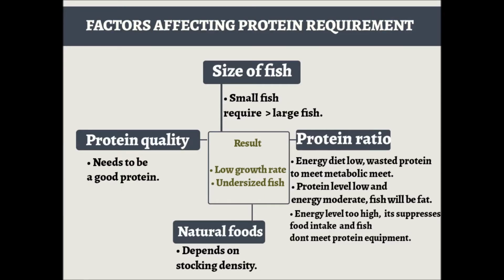Factors affecting protein requirement are size of fish, natural food, protein quality, and protein ratio, and the results of these factors are low growth rate and undersized fish. Protein requirements are generally higher for smaller as well as early life stage fish. As fish grow larger, their protein requirement usually decreases. Protein requirement also varies with rearing environment, which is water temperature and water quality, as well as the genetic composition and feeding rate of the fish.